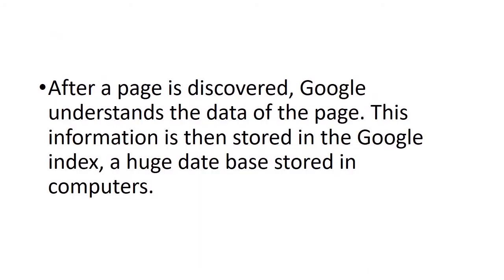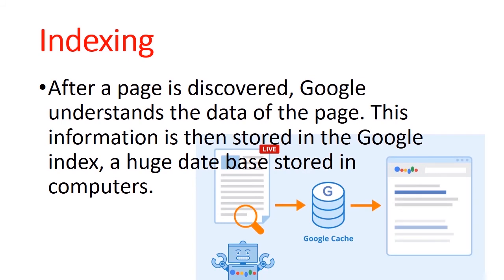Number 2. Indexing. After a page is discovered, Google understands the data of the page. Google analyzes the content such as videos, images, and the catalogs embedded on the web page. This process is called indexing. This information is then stored in the Google Index, a huge database stored in computers.